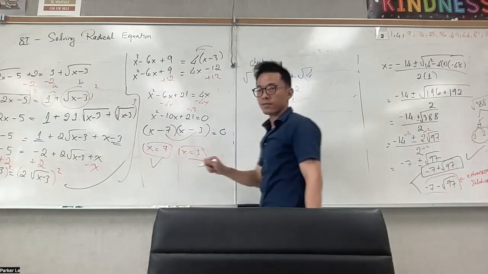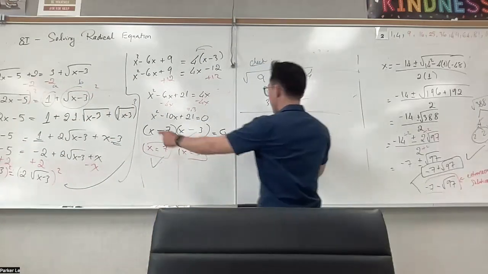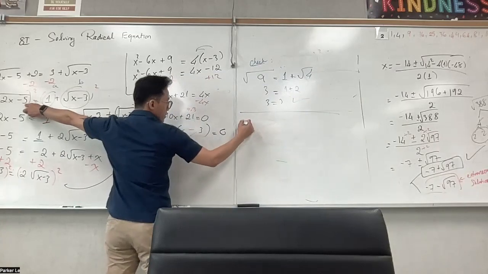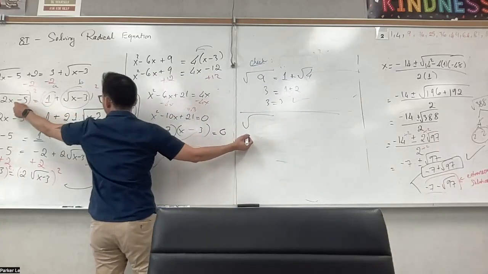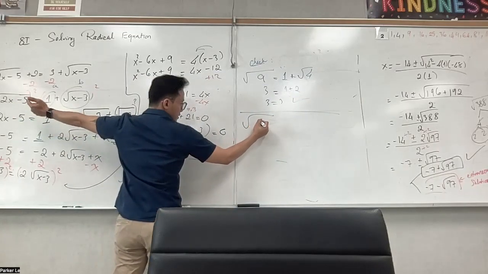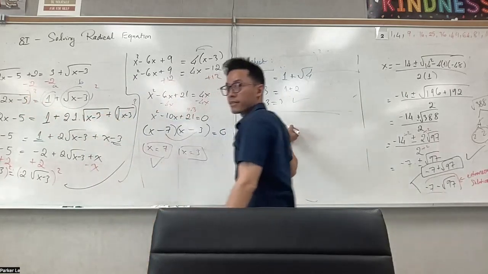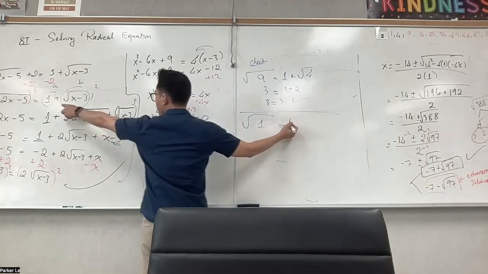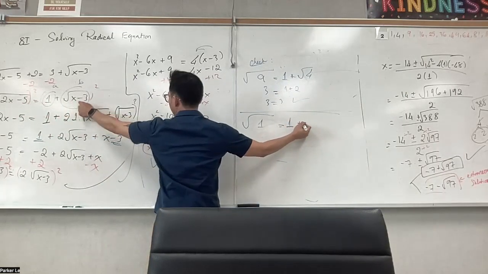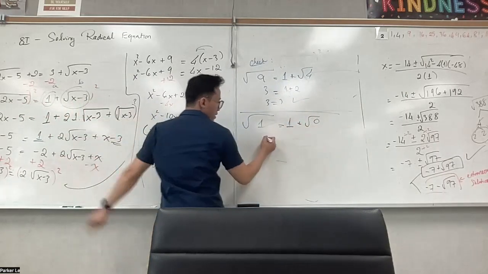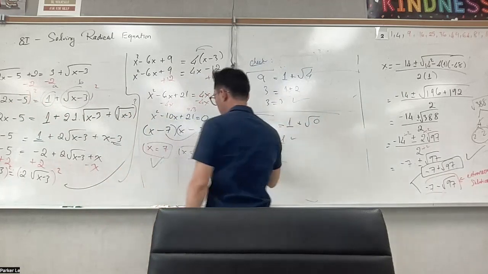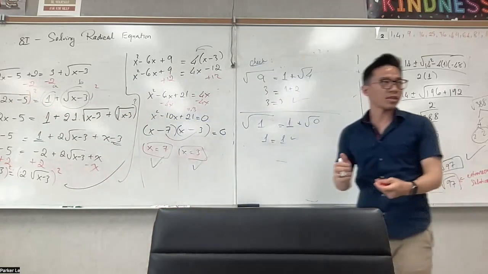The 7 is good, right? How about 3? We plug it in here too. 2 times 3 is 6, 6 minus 5 is 1. And now 3 minus 3 is 0, the square root of 0 is 0. So I have 1 equals 1. So both of them are solutions.